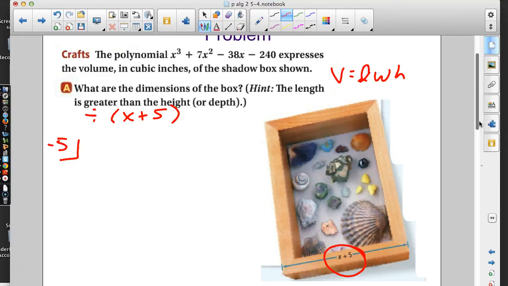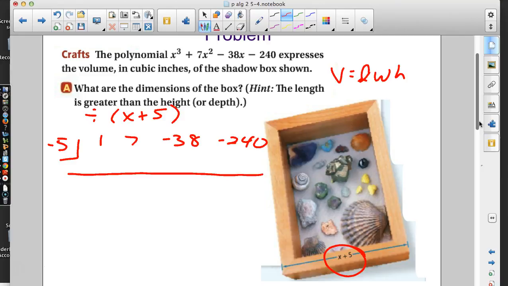Is it in standard form? Sure. Anything missing? Nope. All right, so we've got 1x cubed, 7x squared, negative 38x, negative 240. Now here's what I know in advance. It's going to give me a remainder 0. If it doesn't, I did something wrong because they're telling me it was a factor. So let's see what we get.